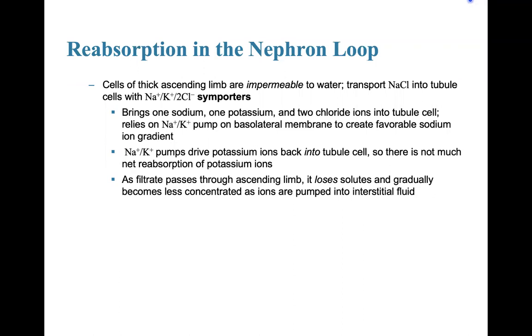Cells of the thick ascending limb are impermeable to water. They transport sodium chloride into the tubule cells with the sodium, potassium, and chloride symporters. This brings 1 sodium, 1 potassium, and 2 chloride ions into the tubule cell. This relies on the sodium-potassium pump on the basolateral membrane to create favorable sodium ion concentrations.